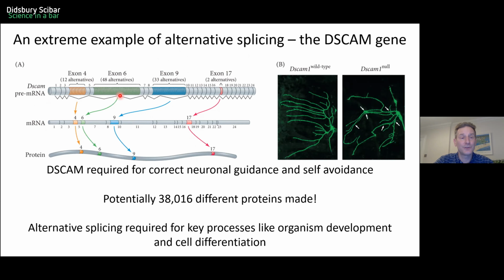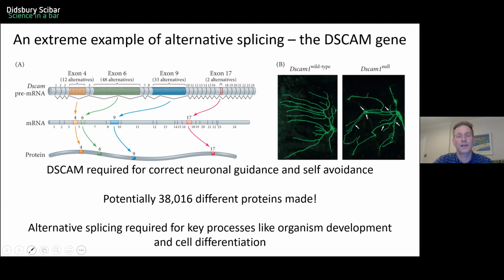So if you can imagine, if you're really quick at the math, what you can potentially have by having all the different combinations of these alternative exons in a messenger RNA, you potentially get 38,016 different proteins made just from this one gene. So this alternative splicing is really important. You can see here, you can get very, very large diversity of proteins from a single gene, or the information within a single gene. And that's really important in a lot of processes within our cells.